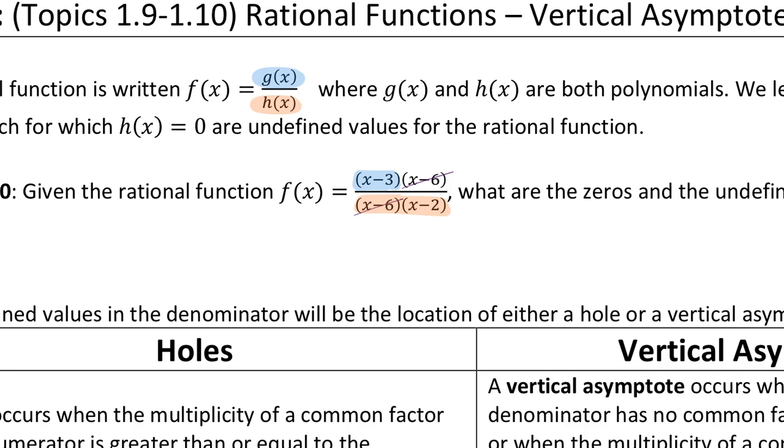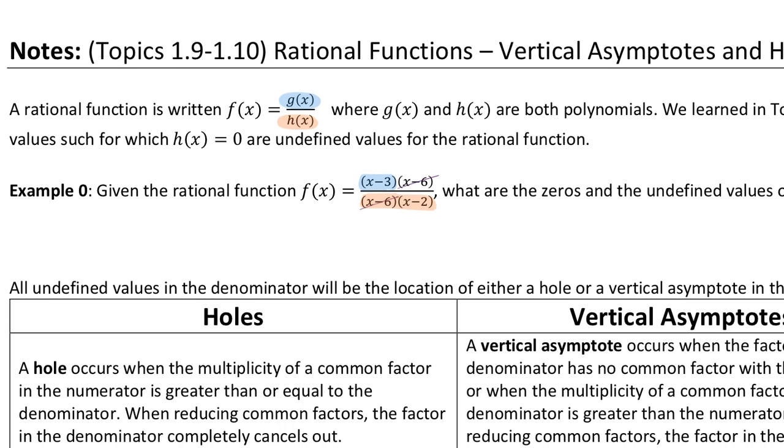To answer this question that asks for the zeros and the undefined values, we look at the numerator to find the zeros. This function has a 0 at x equal to 3 only. But it will have undefined values. I don't know why I struggled in my head to spell the word undefined, and I think I still misspelled it, so let's spell it correctly. There we go. Undefined values. The undefined values will be x equal to 6 and positive 2.